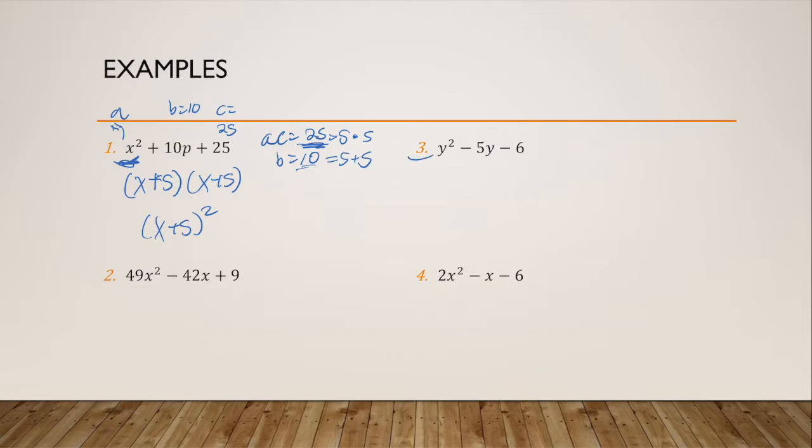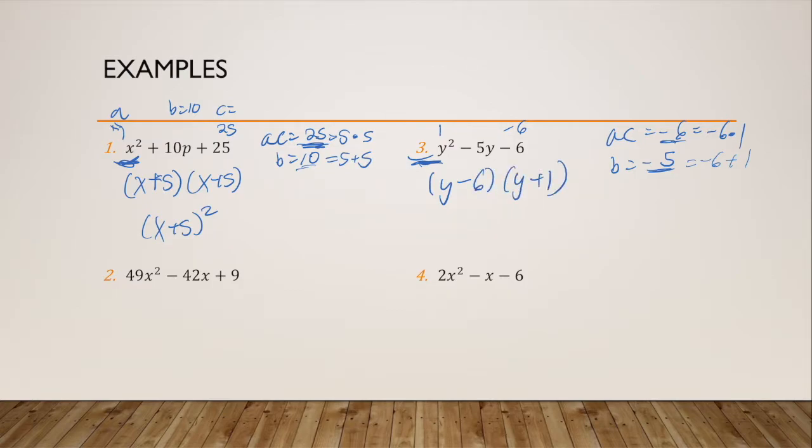Problem 3, AC in this case is 1 times negative 6, which is negative 6. B is negative 5. What are some factors of negative 6 that add up to negative 5? How about negative 6 times 1 and negative 6 plus 1? Again, our leading term is 1, so we can use our little shortcut. I've got y minus 6 times y plus 1.